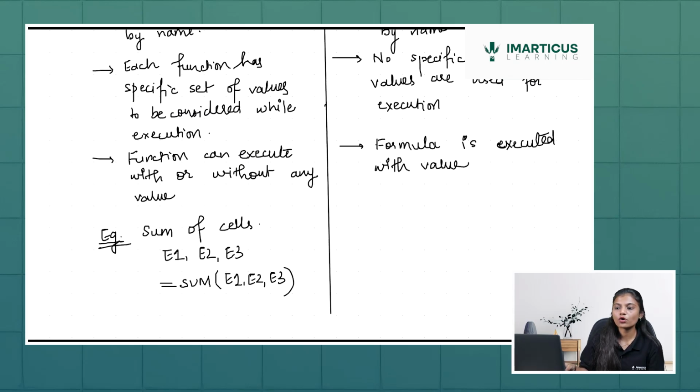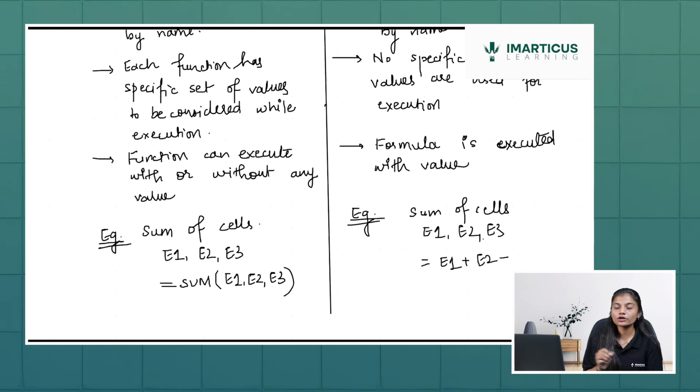Now, if I talk about an example for this, it would be that if I want to do a sum of cells, I have E1, E2 and E3 over here as well. How I can sum up is, I cannot write SUM over here because the logic is what I will create. So I will write E1 plus E2 plus E3. So the arithmetic operators are used very vividly in my formulas.